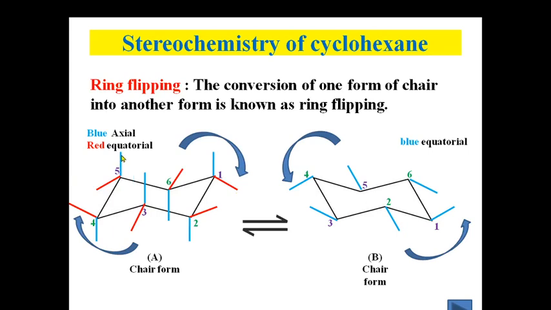Okay, first we'll see these axial bonds. All axial bonds, which were blue previously, are now equatorial. So all axial bonds are converted into equatorial. Similarly, if you see, all equatorial bonds now become axial, and that's the beauty of this ring flipping. All axial bonds are converted to equatorial and all equatorial bonds are converted to axial. Okay, so all of you are getting this, what happens during the ring flipping.